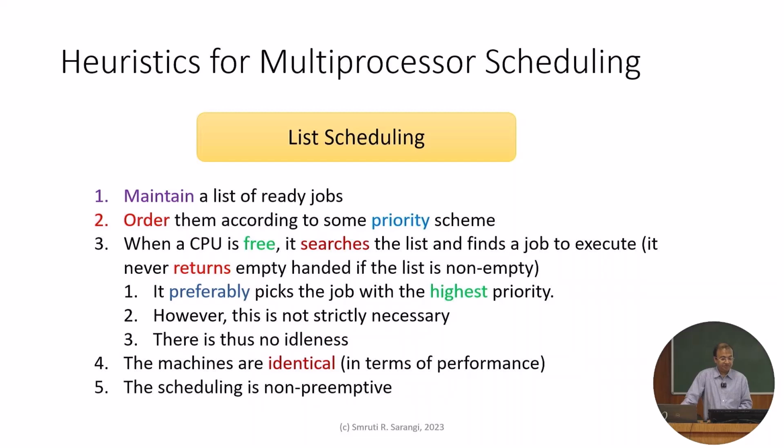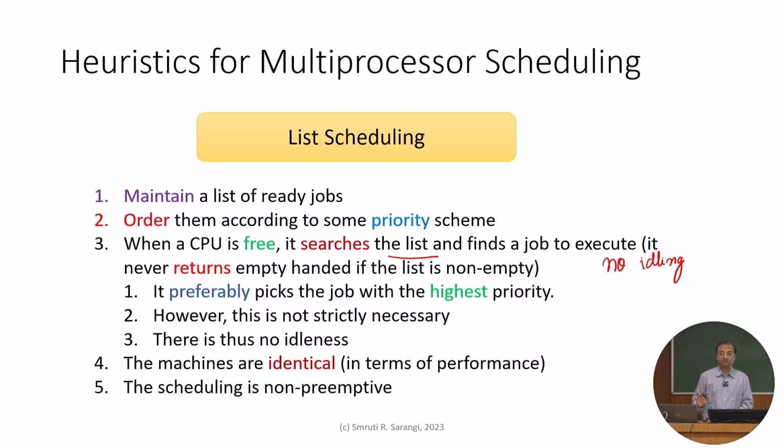When a CPU is free, it searches this list and finds a job to execute. Whichever job it finds, the constraint is that there is no idling: if there is a job, the CPU will not decide to idle.